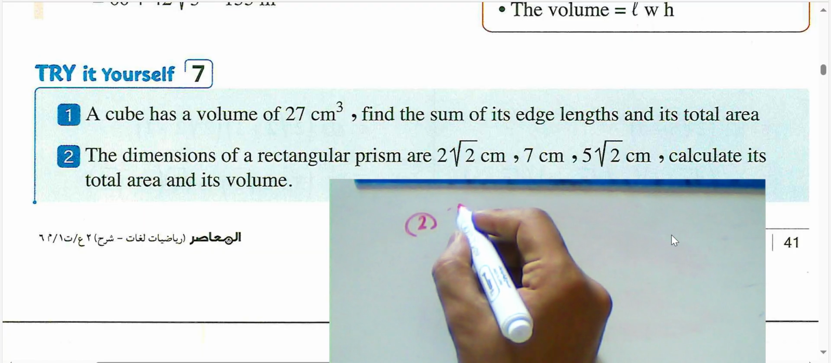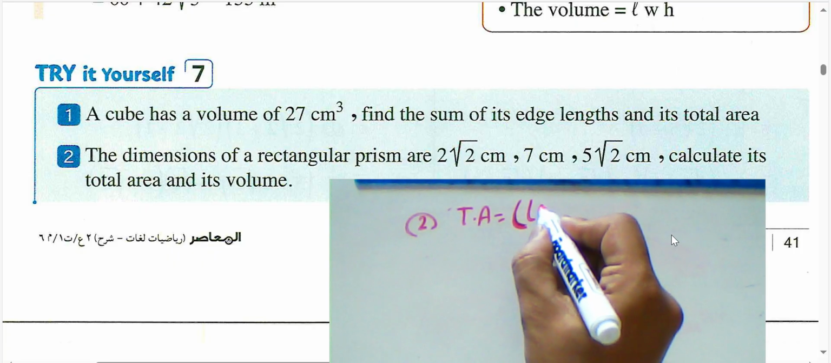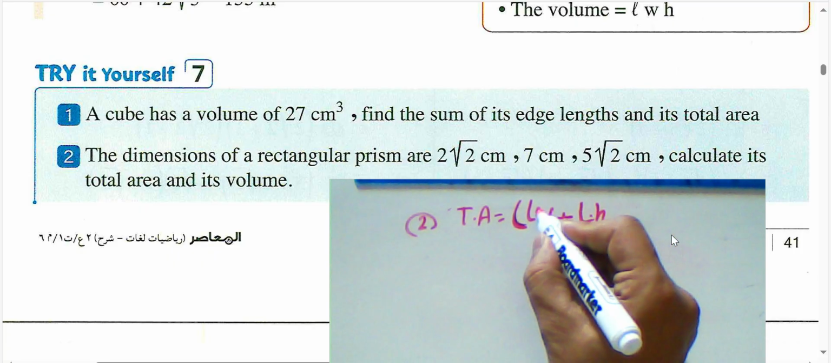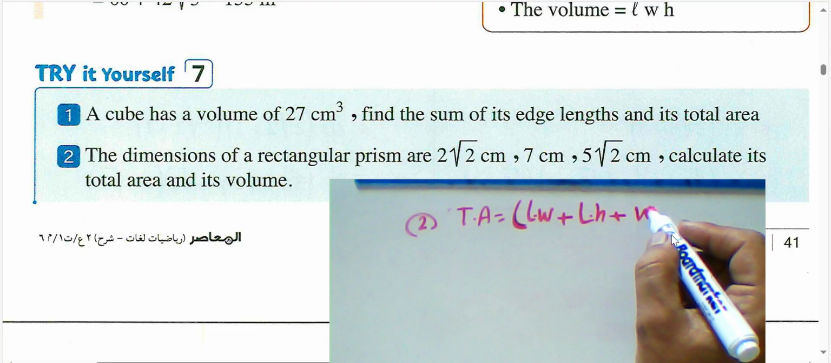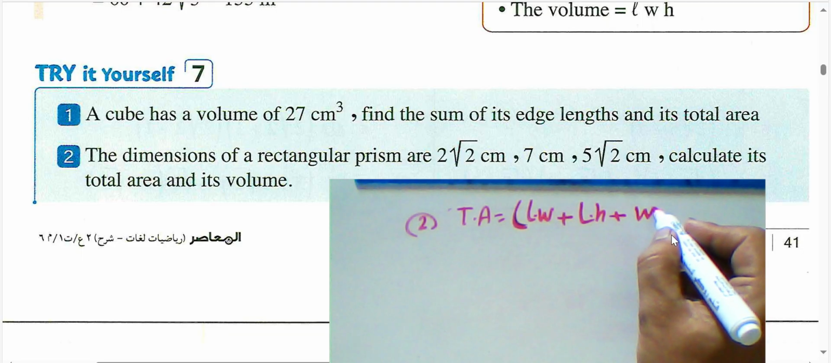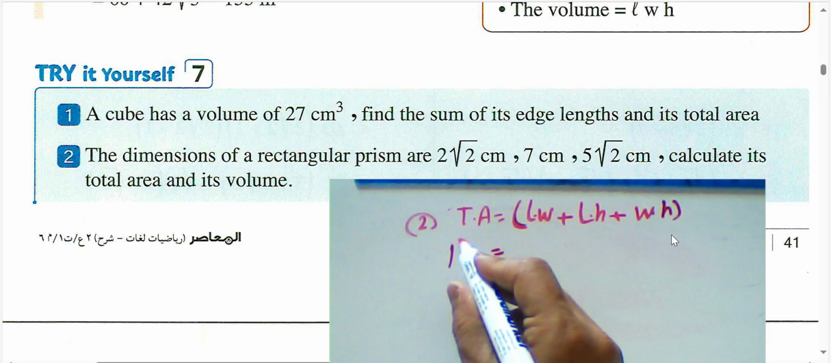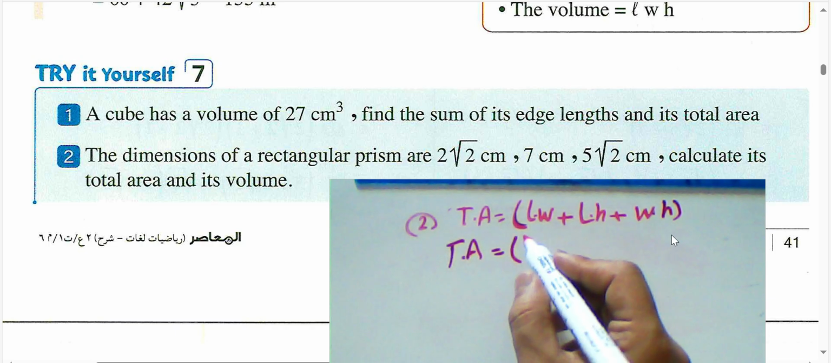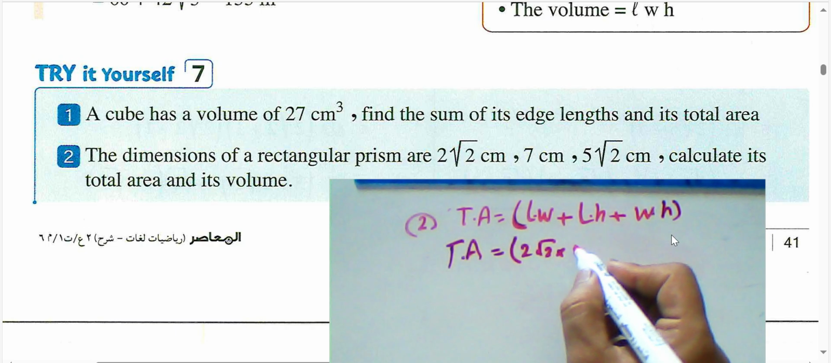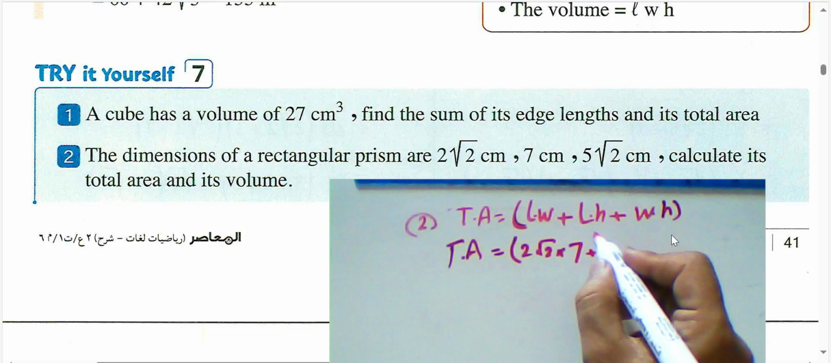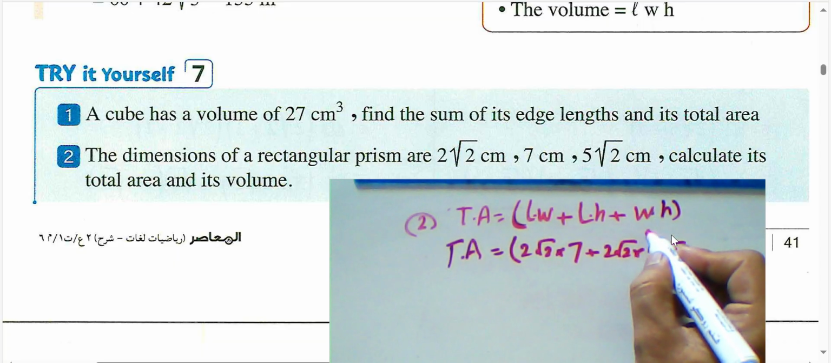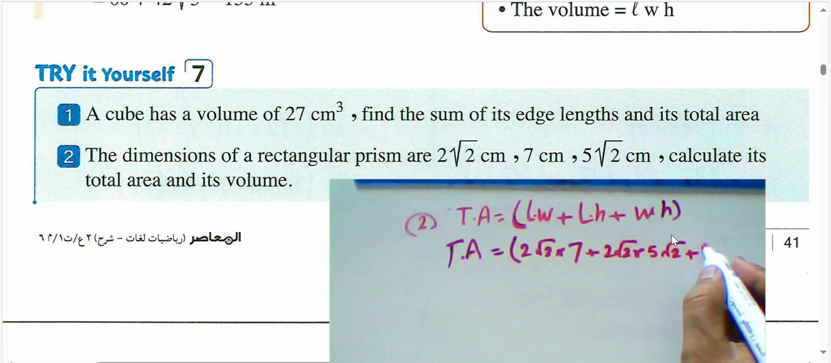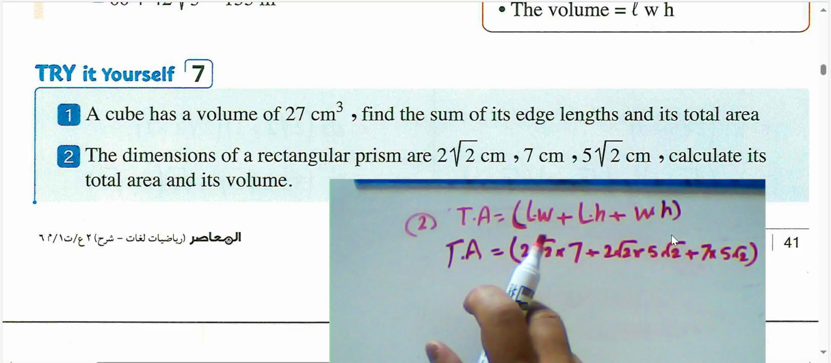Okay. First, we can find the total area. Total area equals length times width plus length times height plus width times height. Length here is 2 root 2 times width 7, plus length 2 root 2 times height 5 root 2, plus width 7 times height 5 root 2. Okay, this rule you must put in your mind.